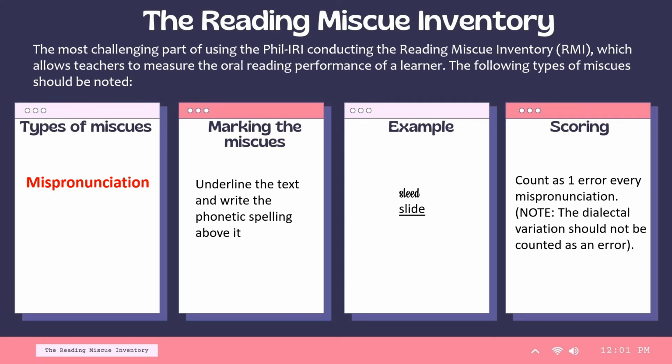The following types of miscues should be noted. Types of miscues: mispronunciation. Marking the miscues: underline the text and write the phonetic spelling above it. For example, the underlined word is slide and the phonetic spelling is slid. Scoring. How to score: count as one error every mispronunciation. Note, dialect variation should not be counted as an error.